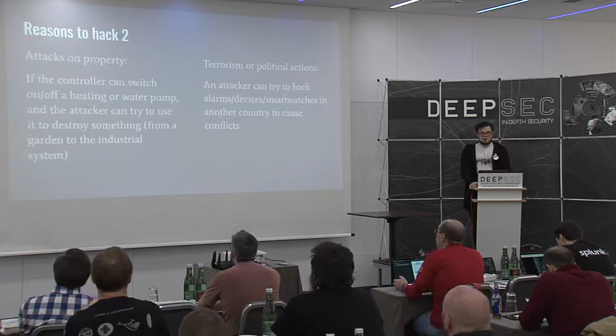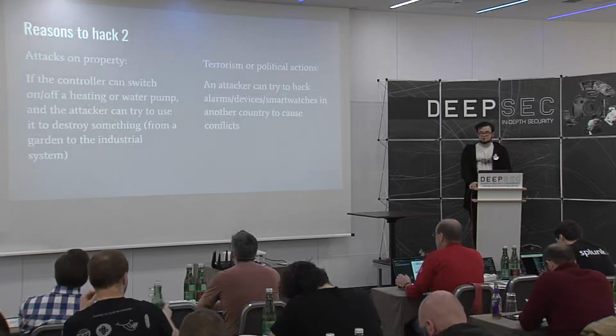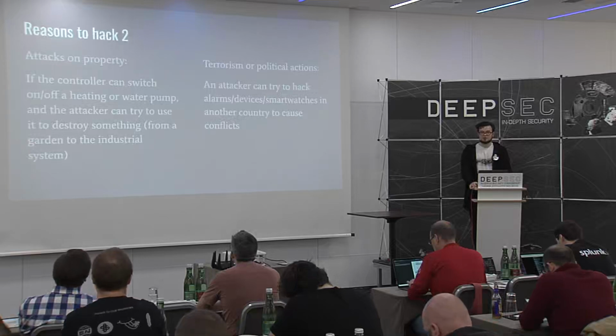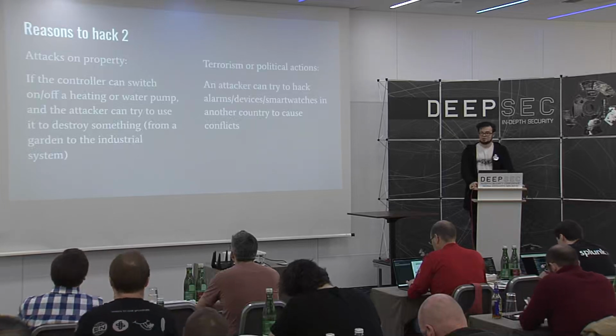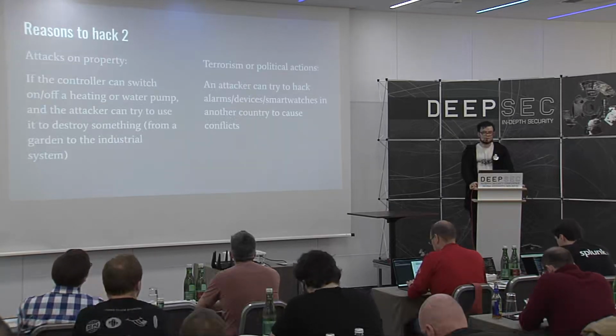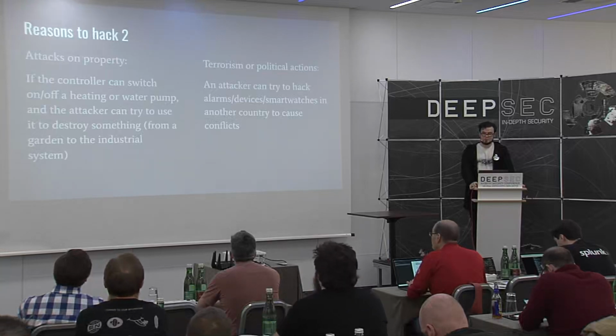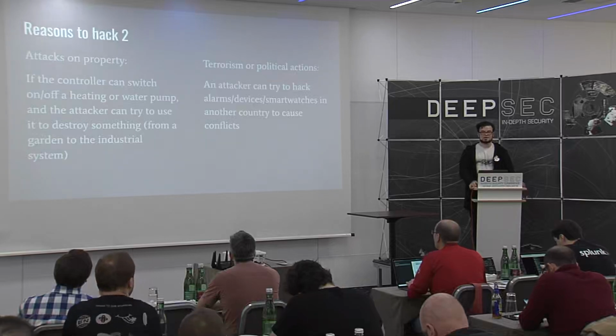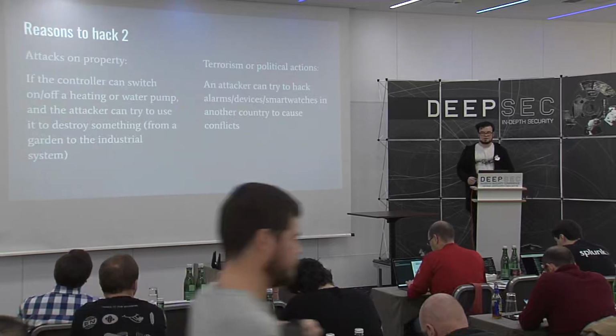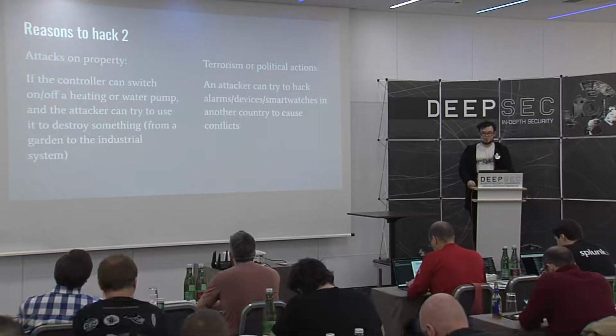Also, if the device allows you to switch off or switch on electricity, like an electric circuit, like some smart home controllers, an attacker can try to switch electricity off or on to destroy something. For example, to switch on the water pump, to switch on the heating, or change the engineering process in a factory. Also, sometimes attacks on devices can be used in terrorism or in political actions. For example, if attackers from one country can hack different devices in another country, it can be terrible nowadays.